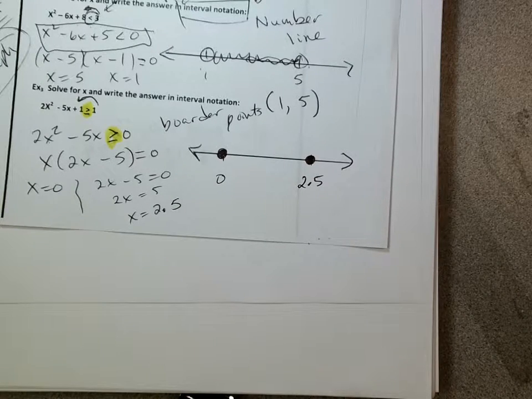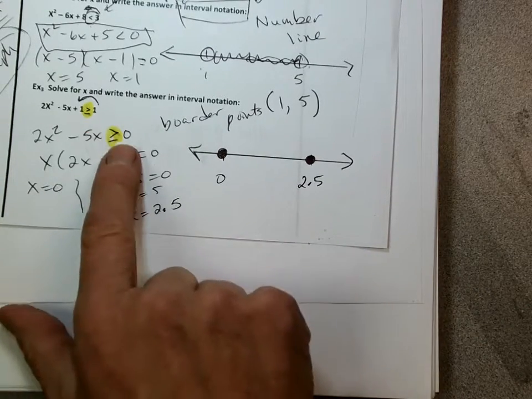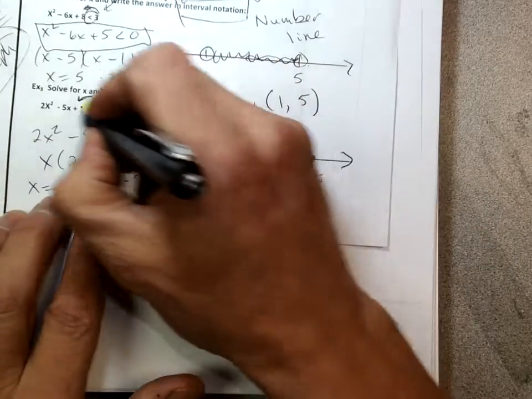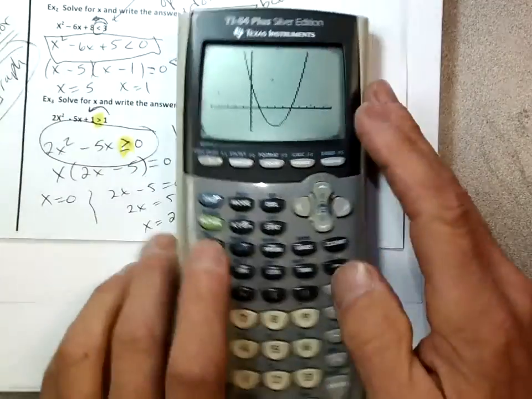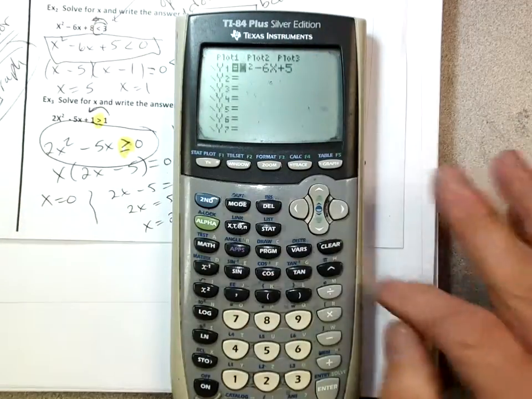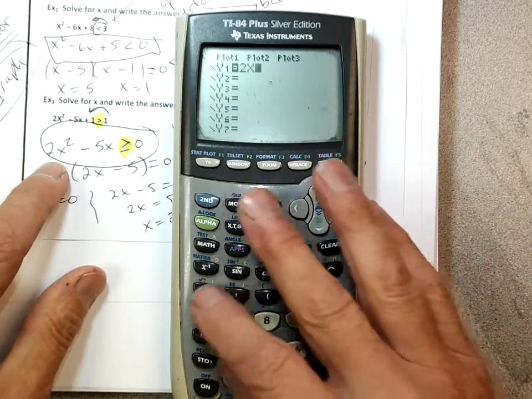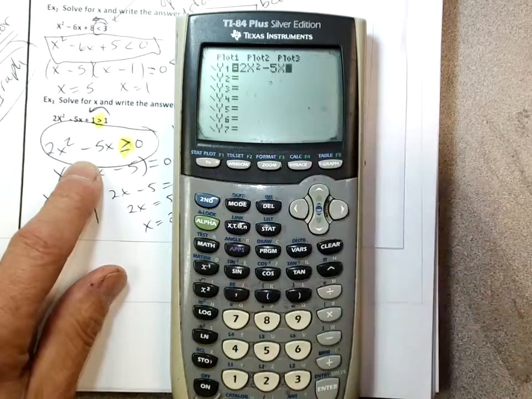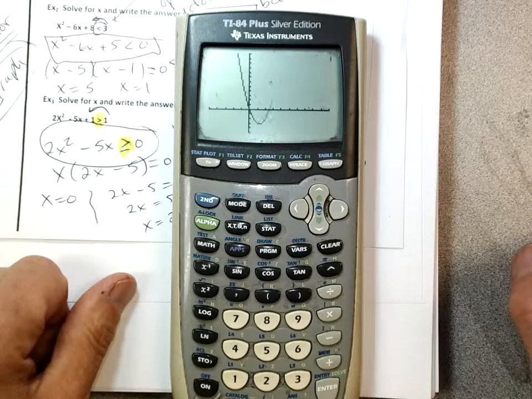Am I going to shade? So if I graph this, right, I should be able to see when it's greater than 0. That's above it, right? It's above it. So let's graph this one here. Let's graph the one that's equal to 0. So again, I go back to my calculator. Y equals, clear that one out. Let's go 2x squared, subtract 5x, and I graph it.